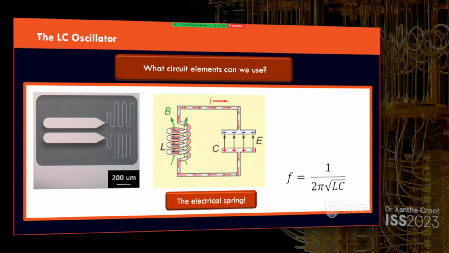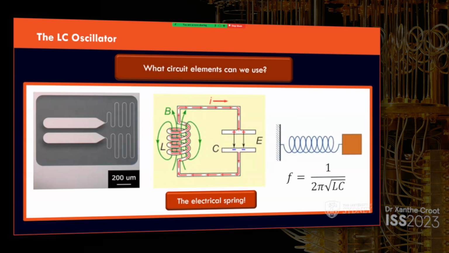And so what happens in this system is it oscillates. And it oscillates between transferring energy from the electric field to the magnetic field and back again. And it does so at a frequency which really is just related to the size of the capacitor, which is C, and the size of the inductor, which is L.